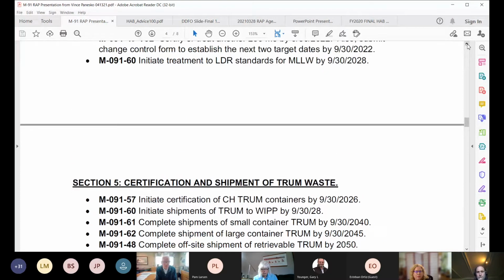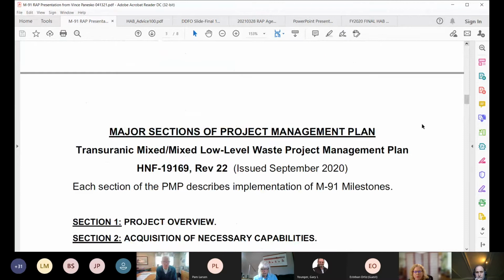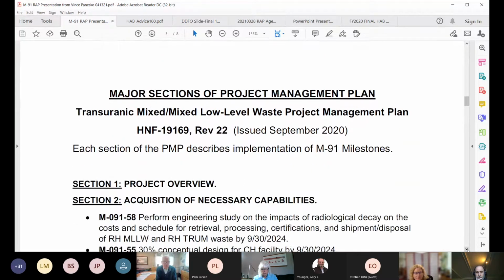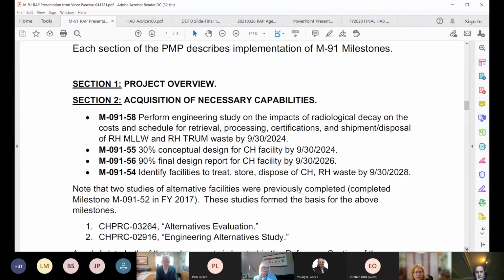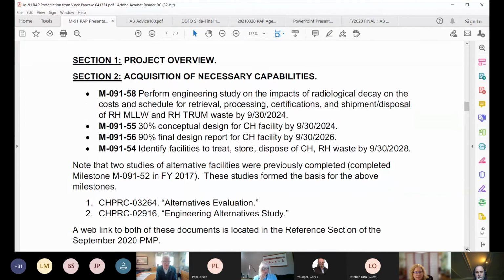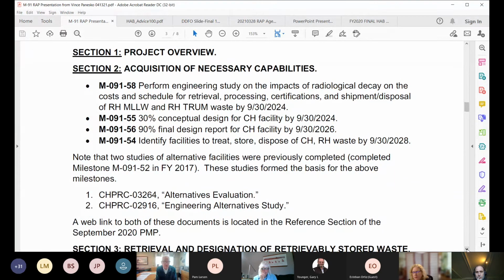If we scroll up, this is in the PMP. You can look this up. The references of this document have all kinds of connections to other documents. The acquisition of necessary capabilities. Well, we've got 2 problems inherent here.